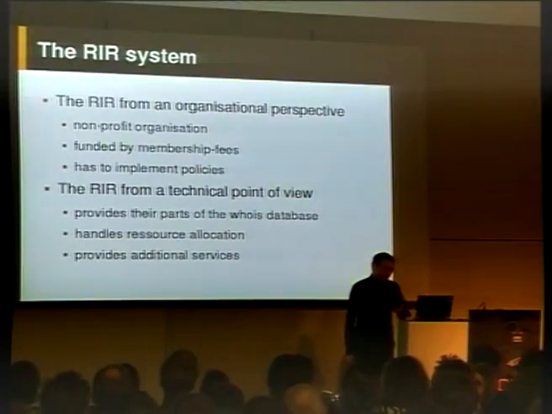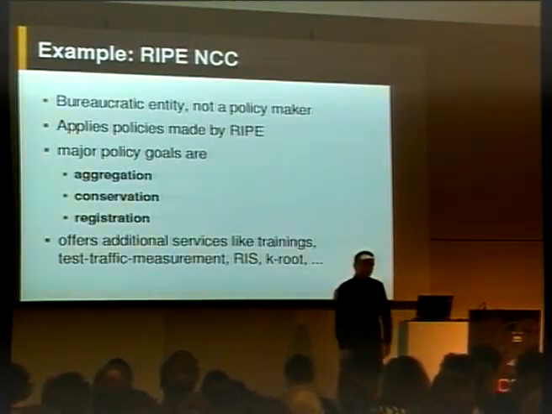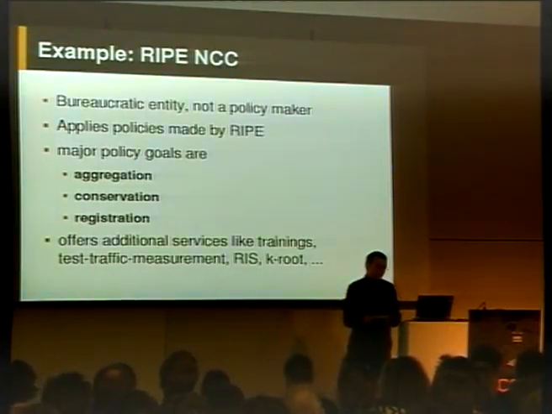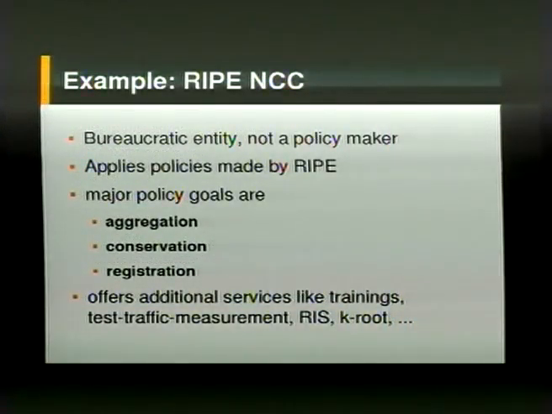From a technical point of view, of course, they hand out the resources, and they provide additional services which are not the core purpose, but are quite nice to have. As I said, it's about bureaucracy. The RIPE NCC, who is handing out the resources to the members in the RIPE region, who, again, make the policies, is a bureaucratic entity. It's not a policymaker. They just adhere to what the people told them. And they do have three major goals, which are important for the allocation of resources. It's aggregation, conservation, and registration.